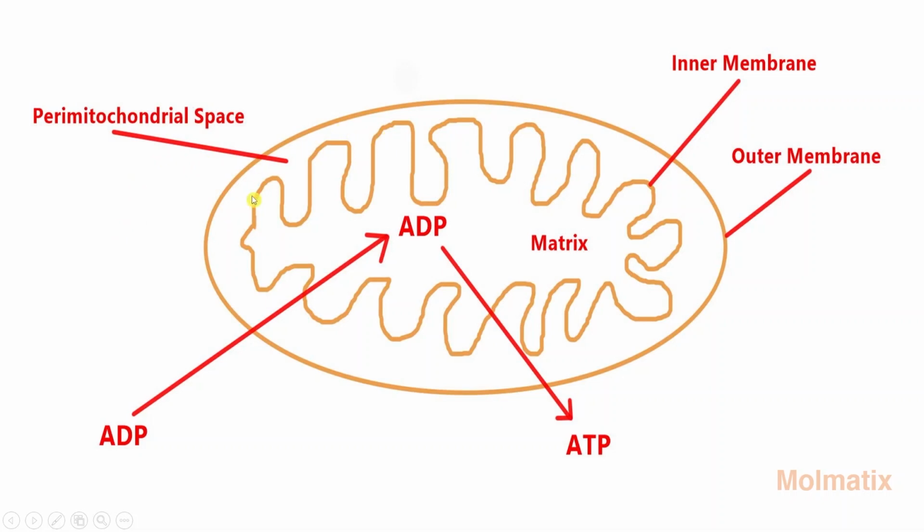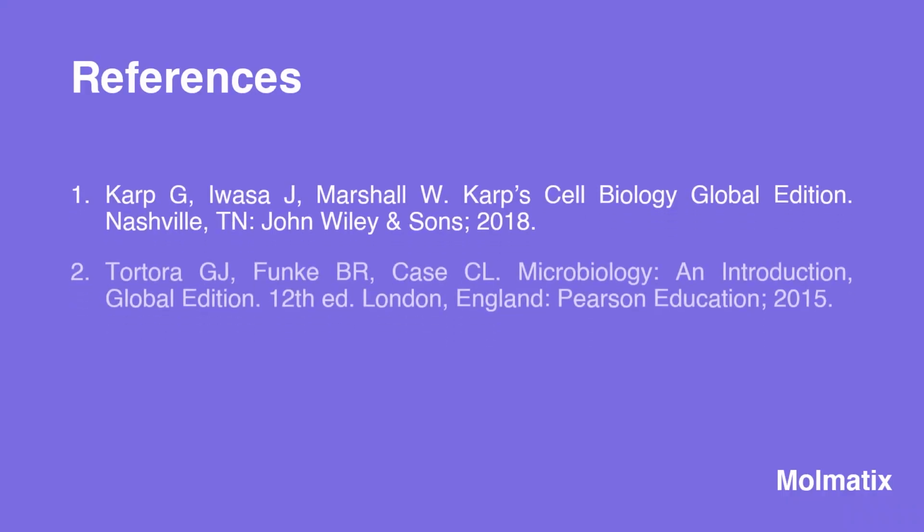This is the simple diagram of mitochondria. This is the perimitochondrial space. This is the inner mitochondrial membrane. This is the outer mitochondrial membrane, and this is the matrix. The ADP molecules from the cell get inside the mitochondria, and mitochondria convert these ADP molecules into ATP molecules. This is the primary function of mitochondria. These are the references.